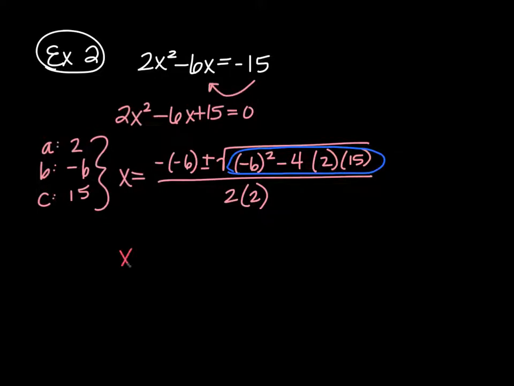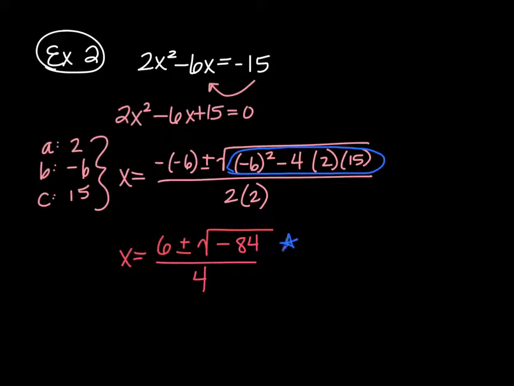Okay, so when I do that, I'm going to get x equals, remember this negative 6, that's going to become positive, so positive 6 plus or minus the square root of negative 84 all over 4. Now normally we would break this down, but there's an issue here. The 84 part is okay, it's the negative part that's a problem.